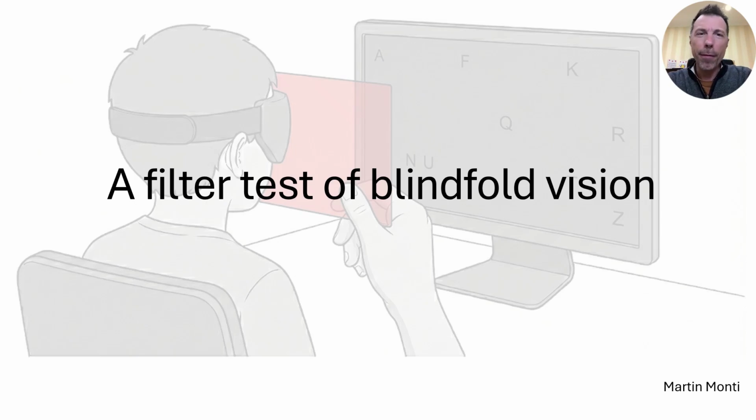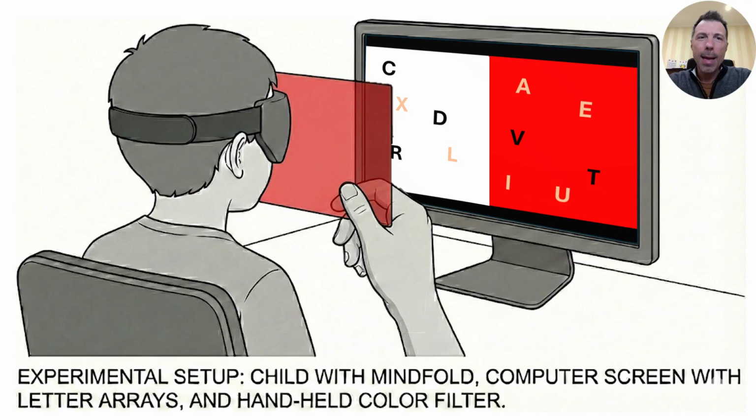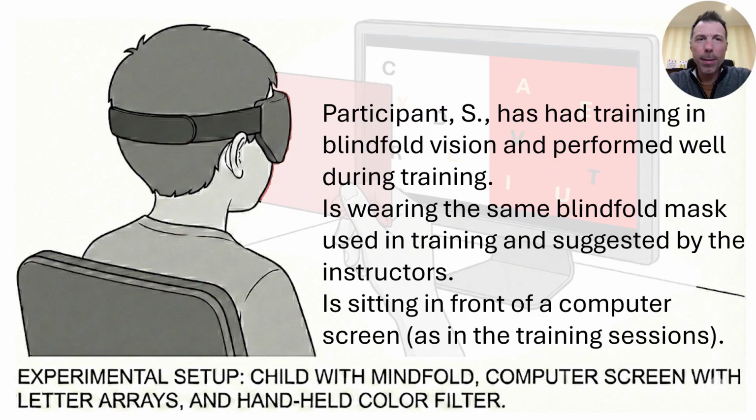Here's a filter test of the idea of blindfold vision. Now the setup looks somewhat like this. In this experiment, we have one participant, S. S had a multi-week training in blindfold vision, and at least as judged by the instructors, he performed very well, meaning he demonstrated the ability to read and view what was in front of him despite being blindfolded.